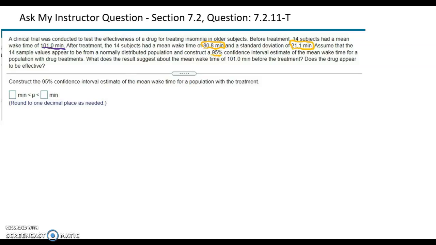So I always like to write down the information that I know. The sample mean, X bar, is 80.8. The sample standard deviation, S, is 21.1. We're looking to find a 95% confidence interval.